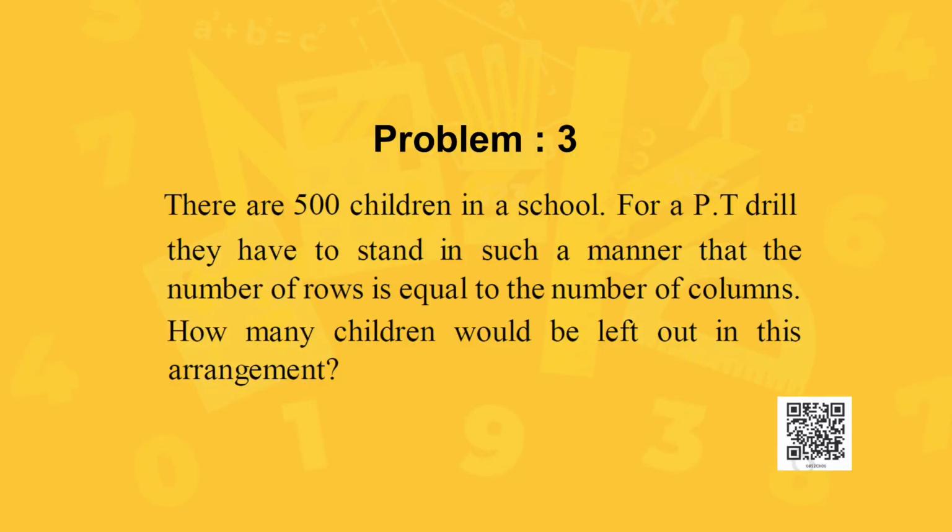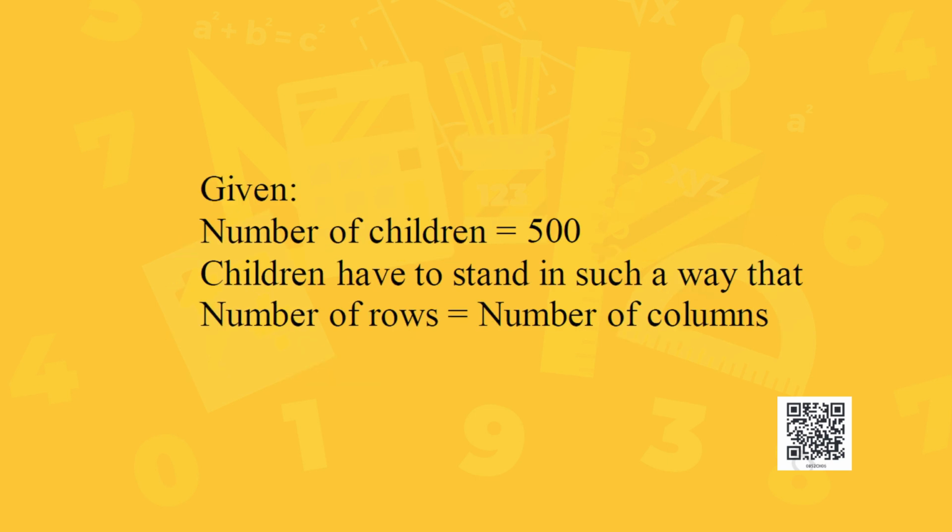So the problem says there are 500 children in a school. For a PT drill, they have to stand in such a manner that the number of rows is equal to the number of columns. How many children would be left out in this arrangement? It's given that the number of children is equal to 500. It's also mentioned that children have to stand in such a way that the number of rows is equal to the number of columns.